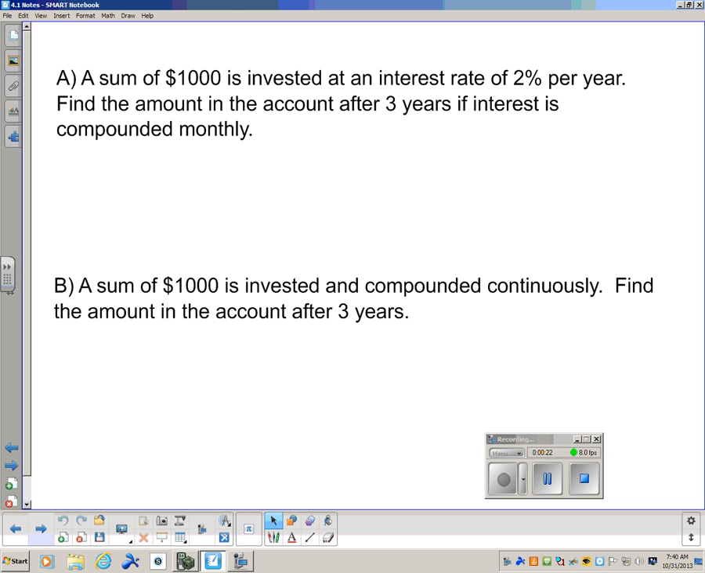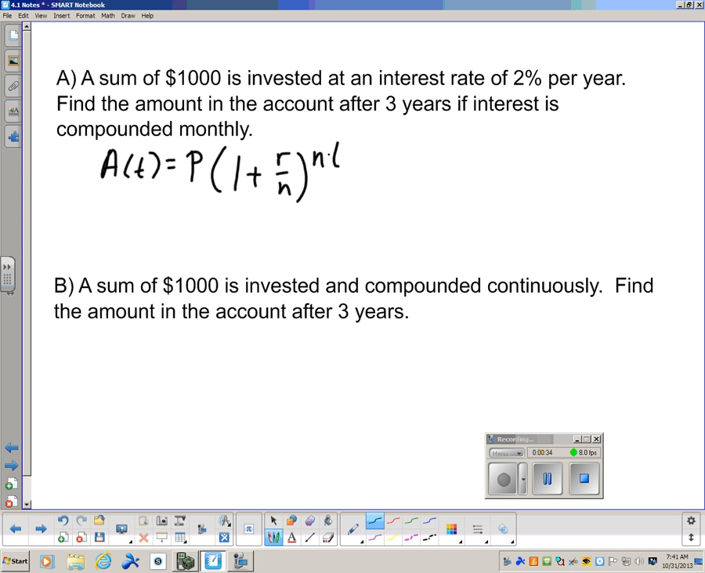So we've got our nice formula. It's A of t is equal to P times 1 plus r over n to the n times t power. So let's just plug our numbers in there. We're trying to find the amount in the account. That's A of t there. So we're going to find that. Putting our initial investment there, it's $1,000.